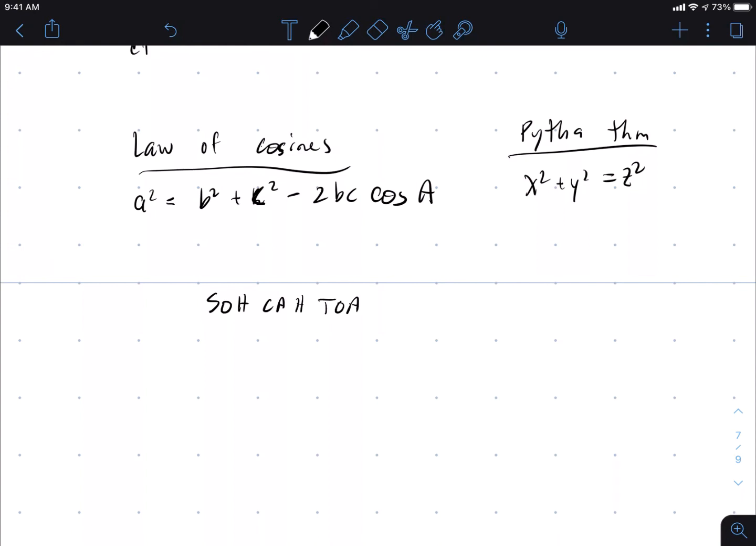Wait, I have a question real quick. What's this SOHCAHTOA again? What it stands for? I forgot what the S and O sign.